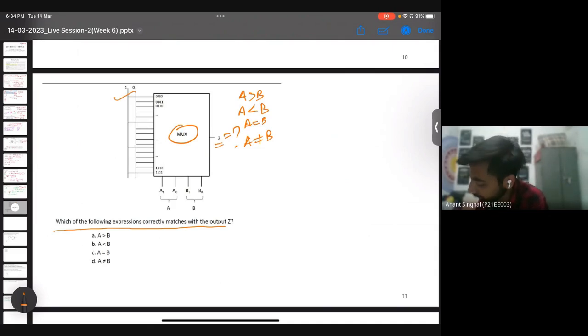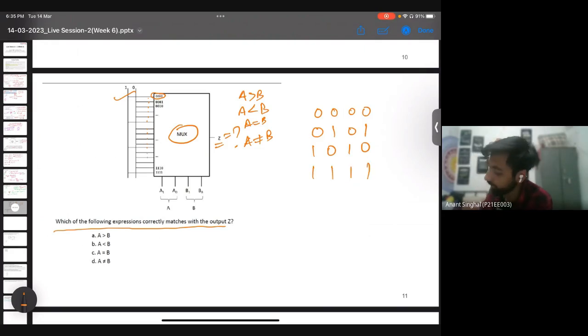So 1 is given in this bit 0, 0, 0, 0, then 0, 1, 2, 3, 4, 5. 5 is nothing but 0, 1, 0, 1. Then 6, 7, 8, 9, 10. 10 is nothing but 1, 0, 1, 0. And then 11, 12, and the last is 15, which is 1, 1, 1, 1.